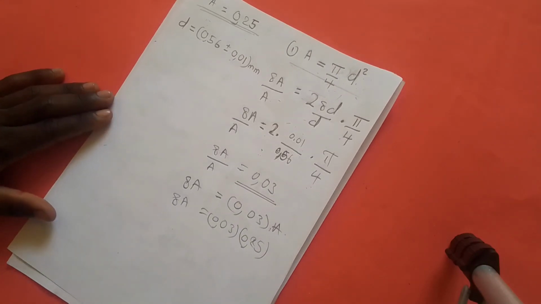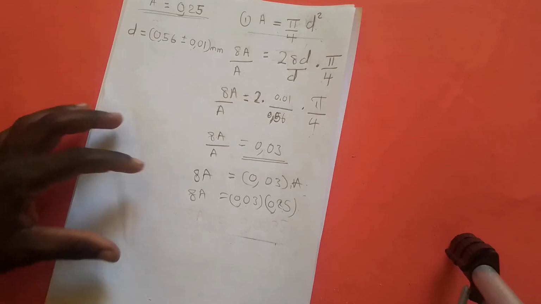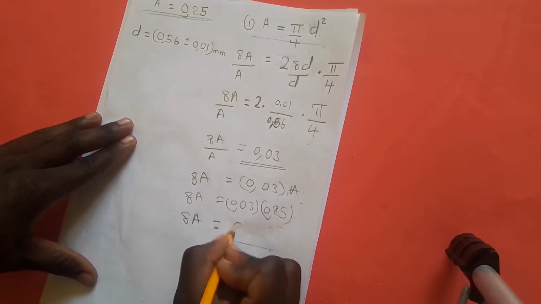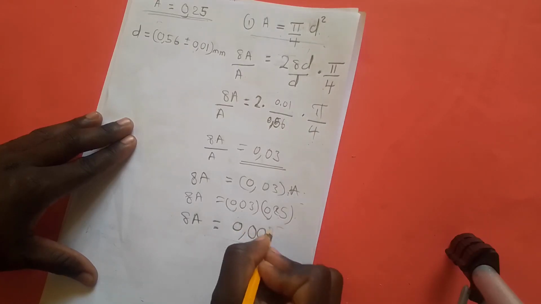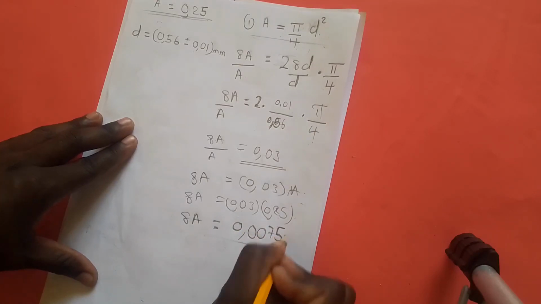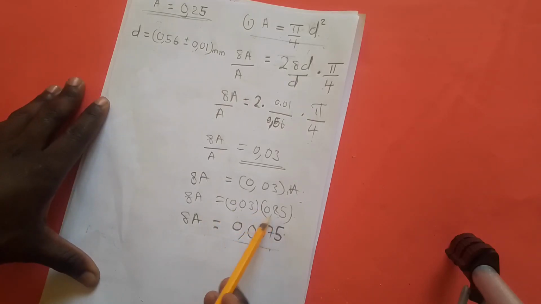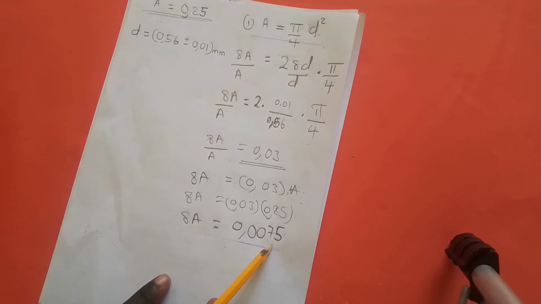If we punch this into the calculator, therefore we will get that the absolute error in A will be equal to 0.0075. So if we punch 0.03 times 0.25 into the calculator, we'll get that the absolute error in A is equal to 0.0075. That is the absolute error in A.